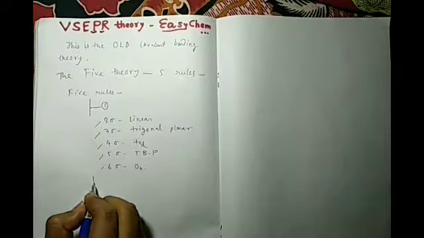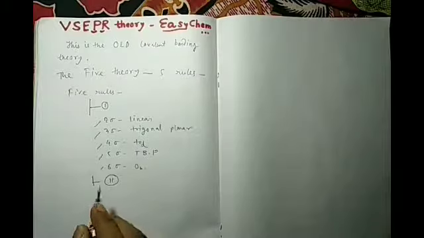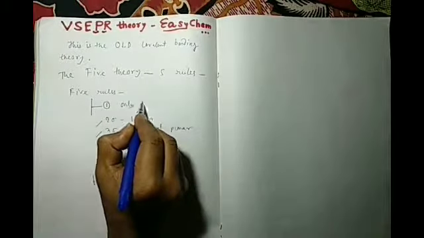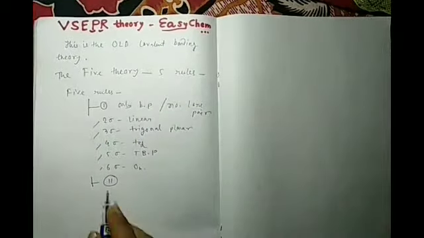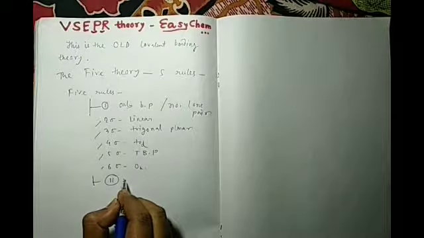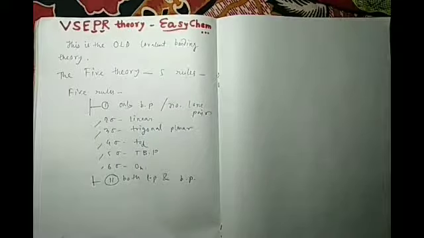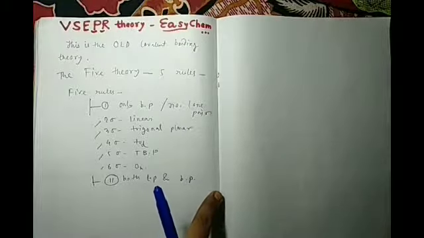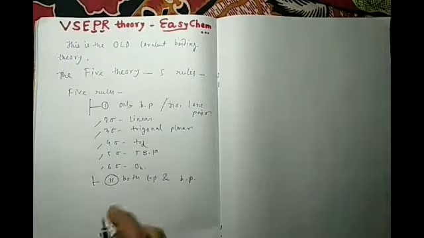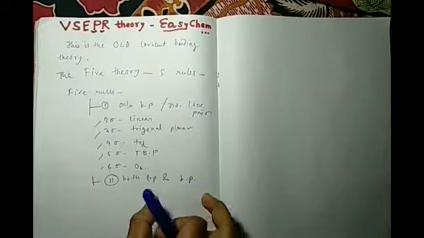And the second rule is, when the central atom contains both lone pair and bond pair. So in the first rule, only bond pairs and no lone pair. But in the second rule, both lone pair and bond pair. So the second rule says when the central atom contains both lone pair and bond pair, then the structure deviates from the regular geometries.